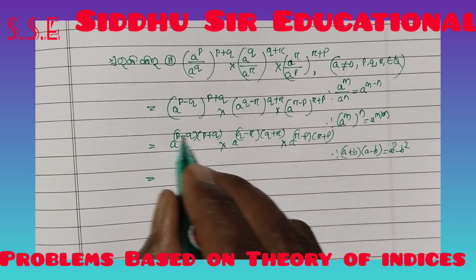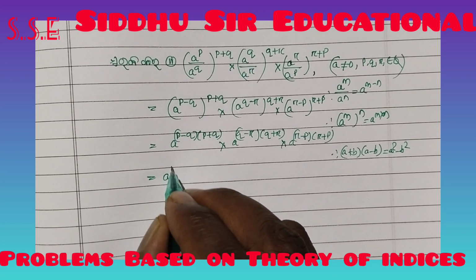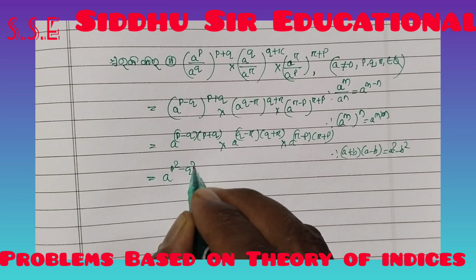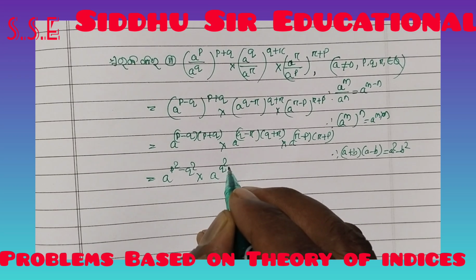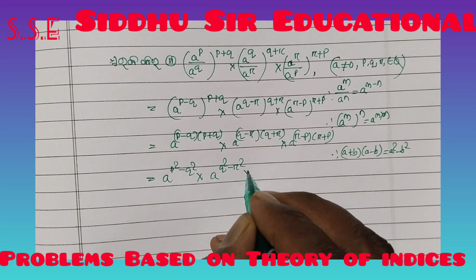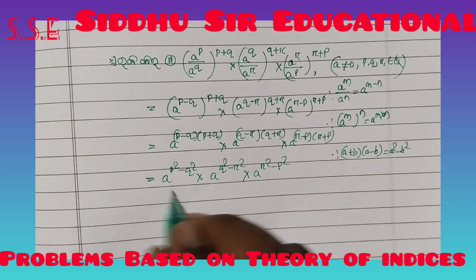So it will be (p minus q) into (p plus q), that is p square minus q square. Then a to the power p square minus q square into a to the power q square minus r square into a to the power r square minus p square.